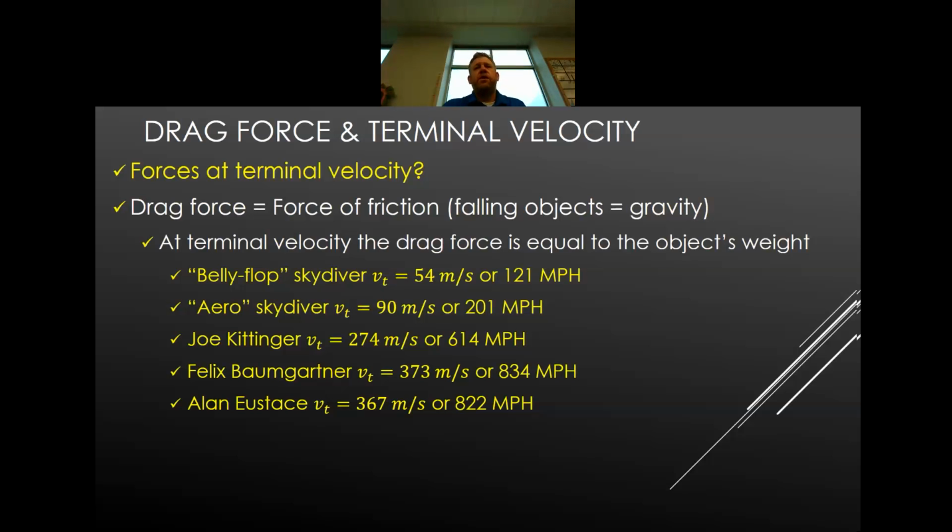But he got to about 614 miles per hour. Felix Baumgartner, the Red Bull Stratos guy, got up to 834 miles an hour. He's the fastest ever. And Alan Eustace got up to 822. Like I said, he was the one who got the world record for highest skydive.